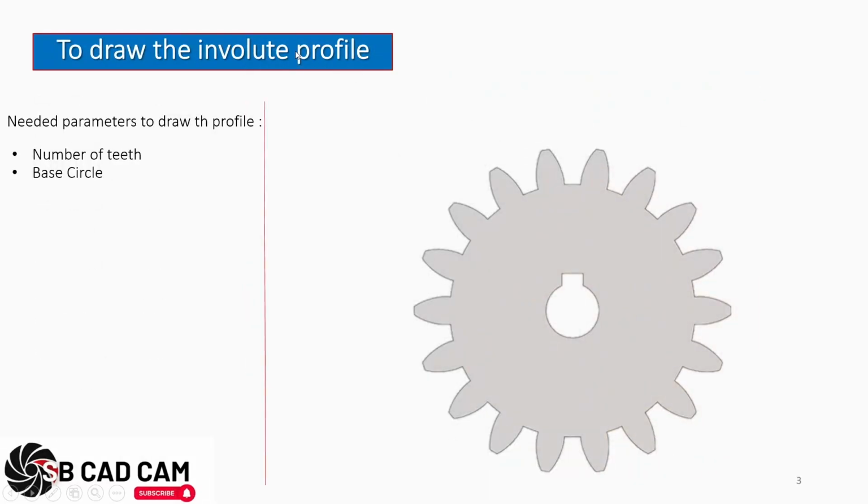So to draw a gear, we have to draw an involute and a trochoid. We will start with the involute. To draw it, we need the number of teeth and the base circle. Here we have 18 teeth.